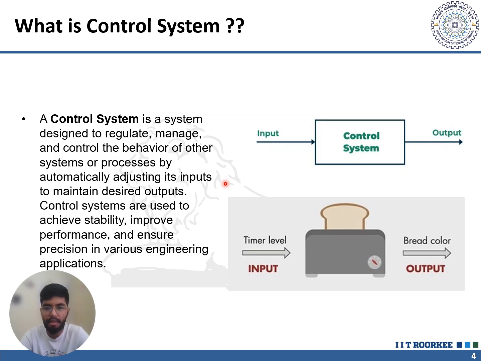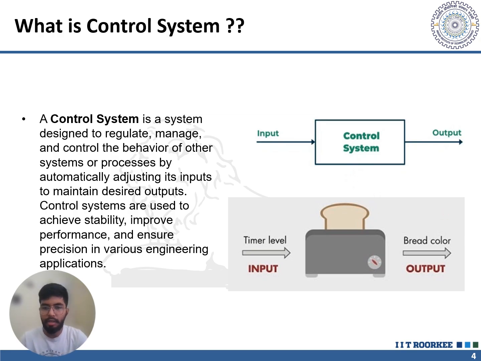Everything surrounding you is a control system. For example, the example mentioned here is a bread baker or toaster. In this, the input is a timer level. You can adjust the timer level so that at each different timer level, you will get a different color of the bread. For example, if the timer is high, the bread is baked more and the bread color is more brownish. And if the timer is low, then the bread is baked less and the color is less brownish. So it is a control system. You're controlling the input to get a desirable output.